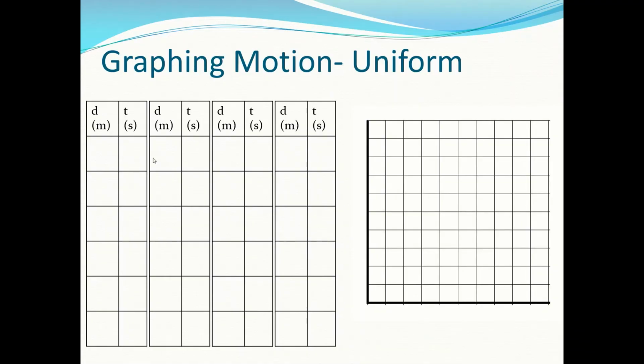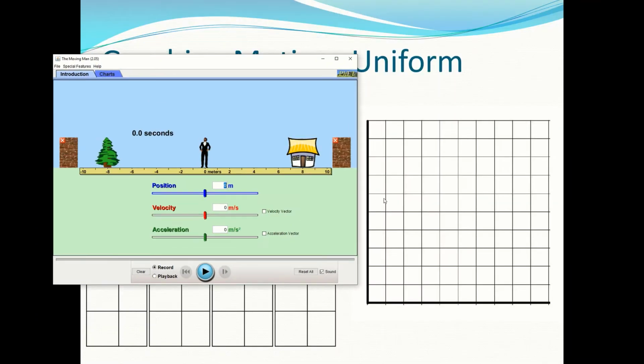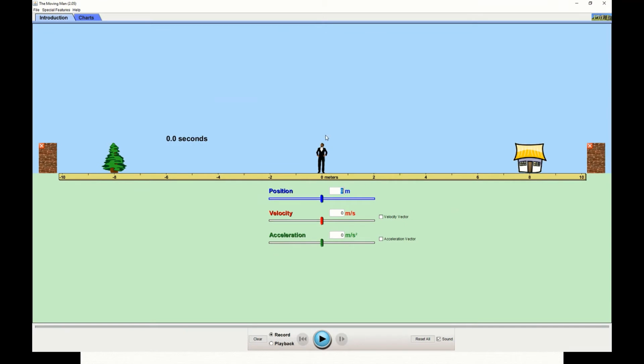So normally in class, I get someone to move out these motions, but obviously we're not in class and that's kind of hard to film. So what I'm going to use is this moving man simulation here. So I can just make him move and we can graph out what he does. So for this first one, I'm just going to give him a velocity of 2 meters per second and push play there.